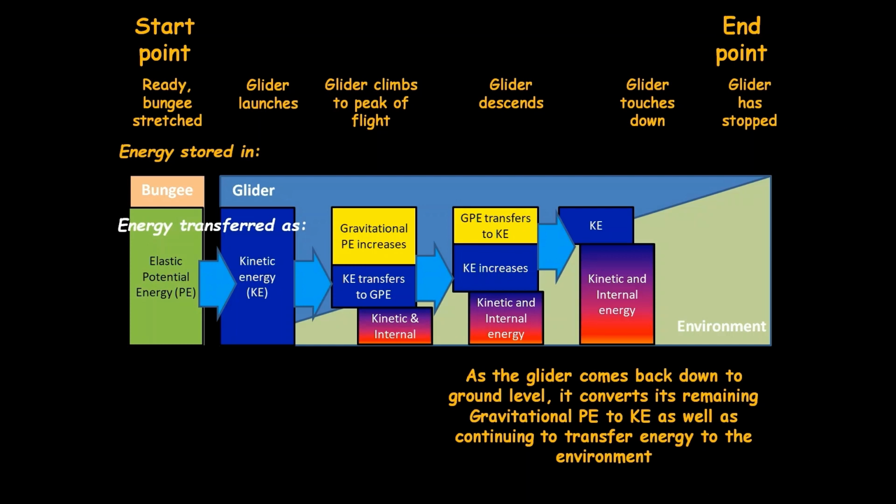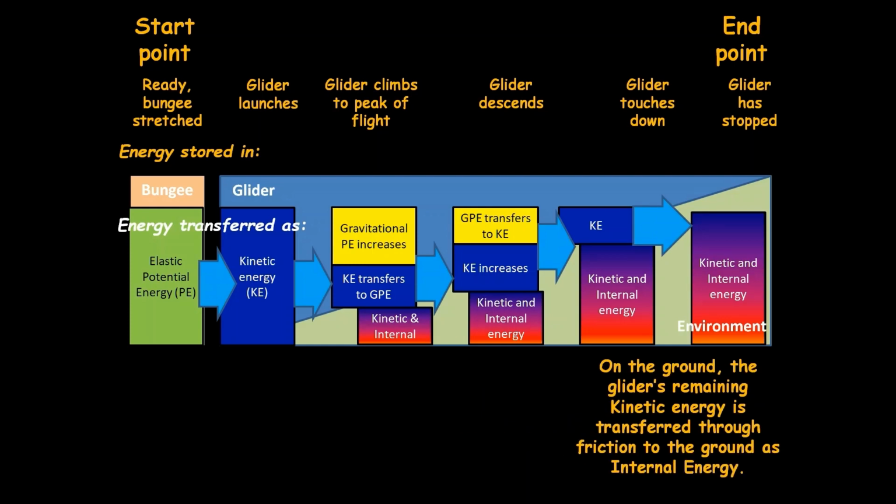And of course, once it's touched down, the glider's remaining kinetic energy is transferred pretty quickly via friction. It slows down and it stops. So it's transferred through friction to the ground as internal energy. And that's my end point.